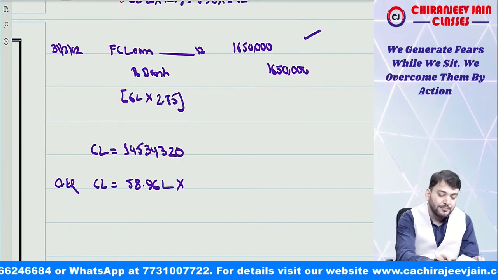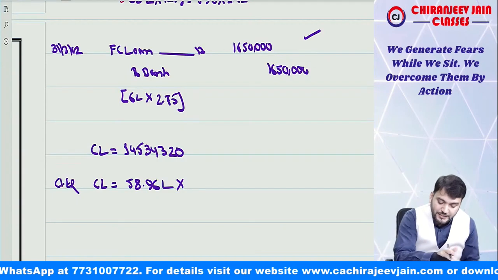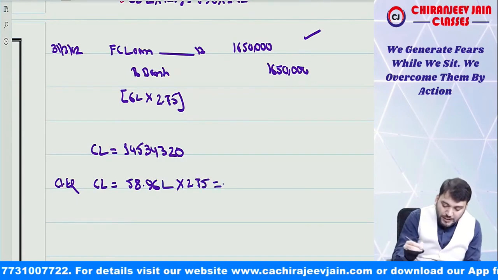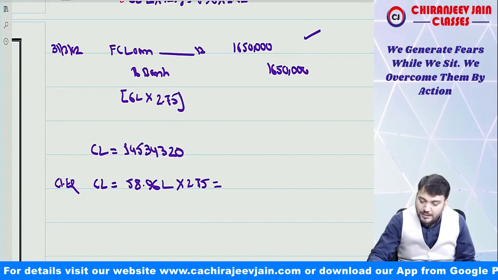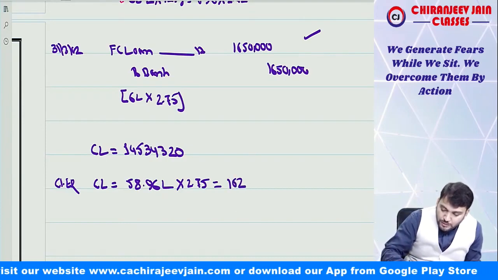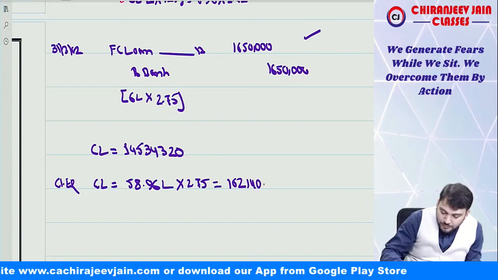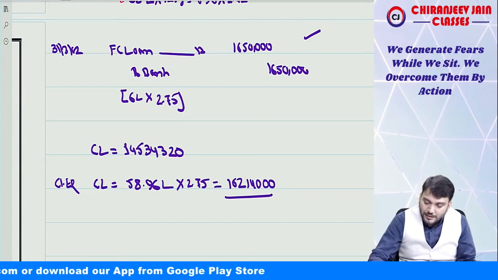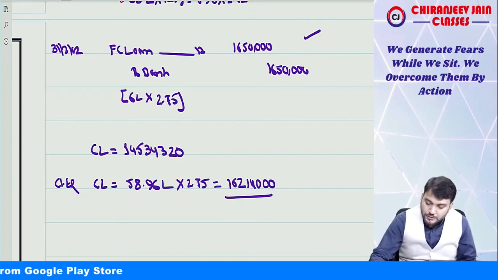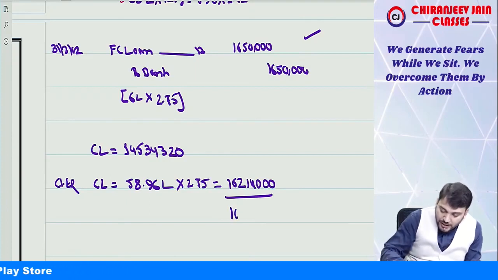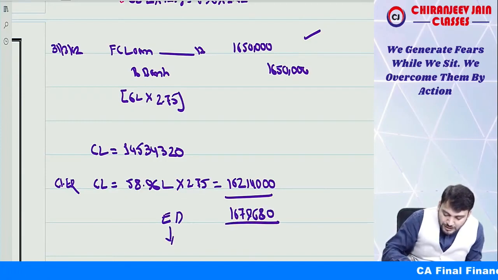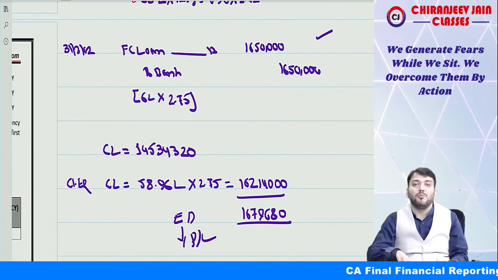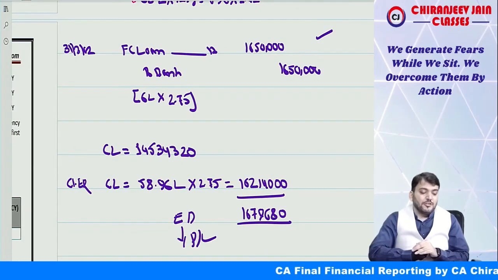This is in foreign currency, multiplied by the closing exchange rate. What is the closing exchange rate? It is 2.75. So 58.96 lakh into 2.75 is equal to 162 lakh 14,000. The difference between these two: 162 lakh 14,000 minus 145 lakh 34,320 is 16 lakh 79,680. This will be the exchange difference which will be transferred to PL. I hope you have understood. Have you understood this point?